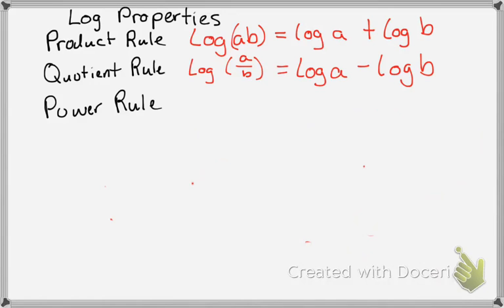Our third rule is what we call the power rule. If we have a logarithm raised to a power, if I have a power raised to a power, that means I'm really going to be multiplying those two items together.